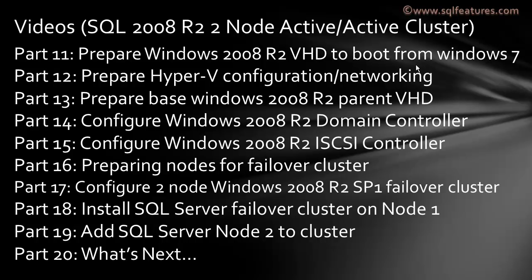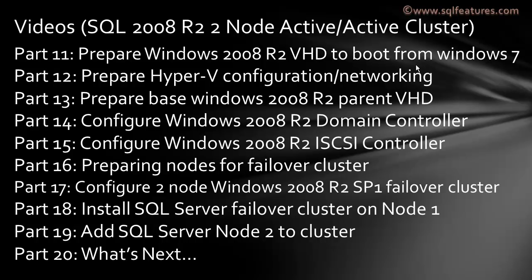Once we are done with that, we'll prepare some basic things for the failover clusters, like configuring what all the users we need to have, what all other settings we need to be careful to configure a successful cluster. Those are the prerequisite steps. On part 17, we'll configure a 2-node Windows 2008 R2 SP1 failover cluster on both sides, and validate it.